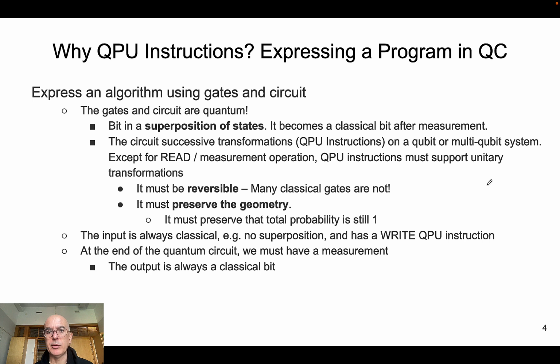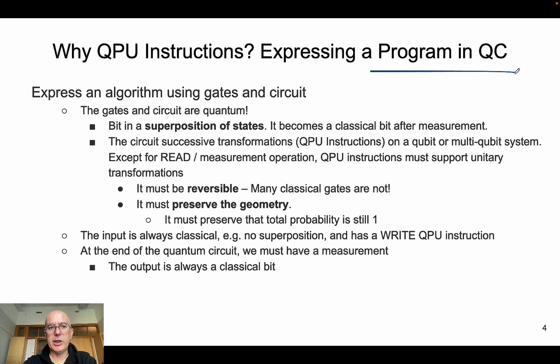So a QPU instruction is an instruction that expresses the working of a given quantum gate. Why are they important? Well, they are extremely important because quantum gates, and the combination of quantum gates in a circuit, are a way of expressing a program in quantum computing.